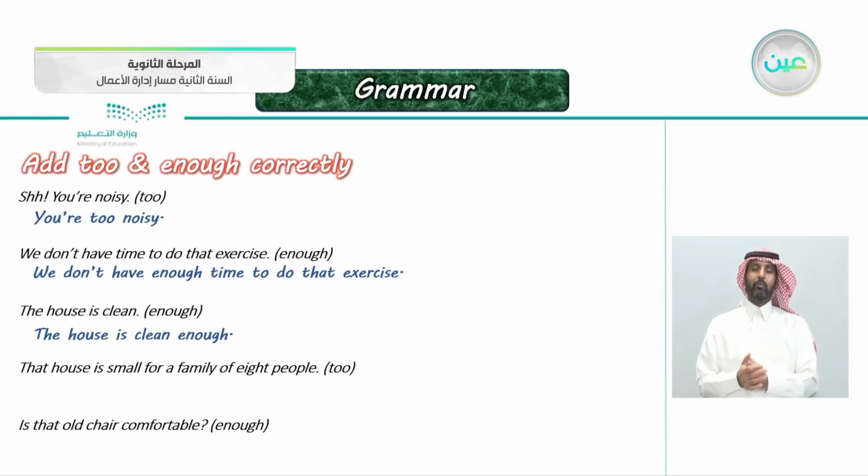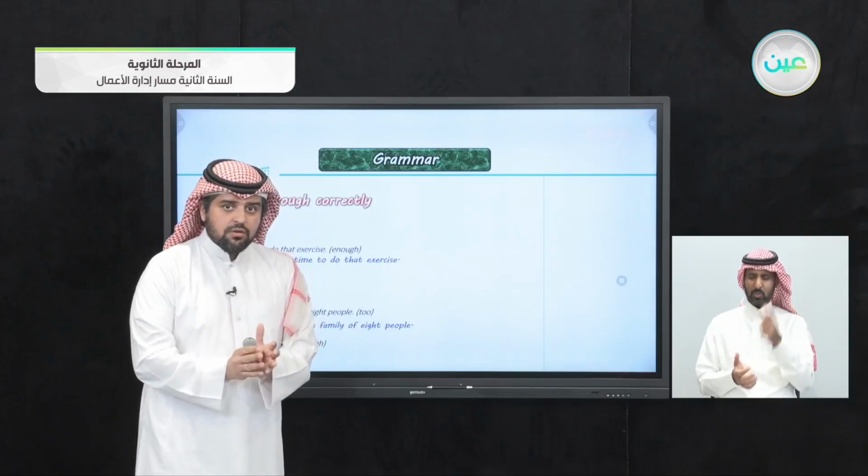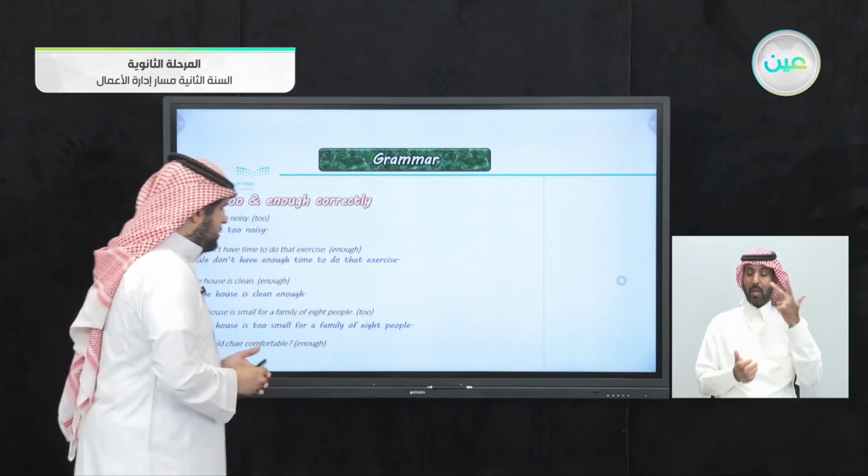That house is small for a family of 8 people, and we have the word "too". So where does "too" fit in this sentence? Let's check the correct answer. The house is too small for a family of 8 people. So they have to get a bigger house.